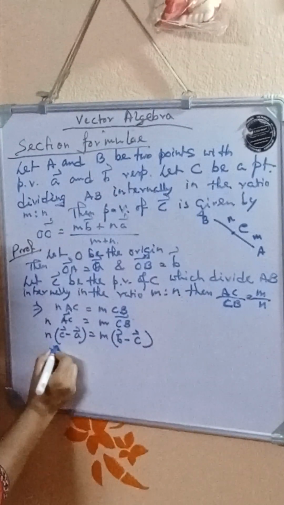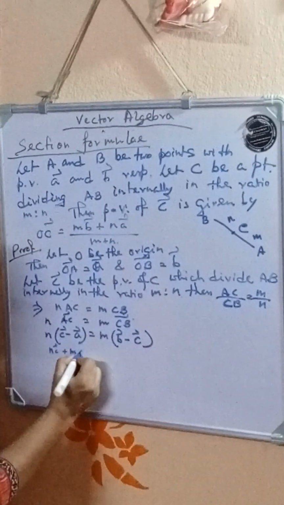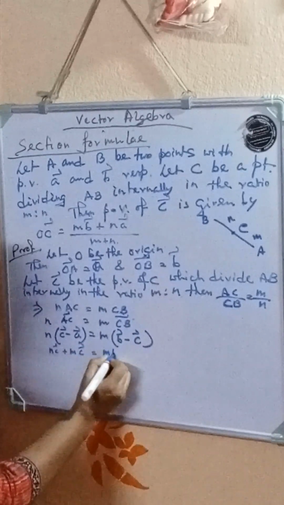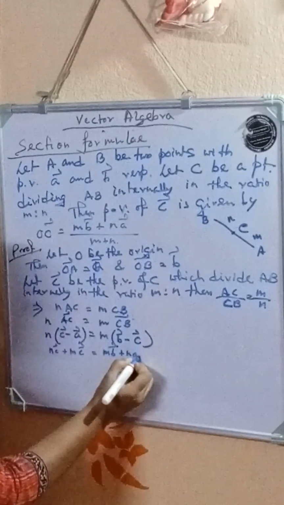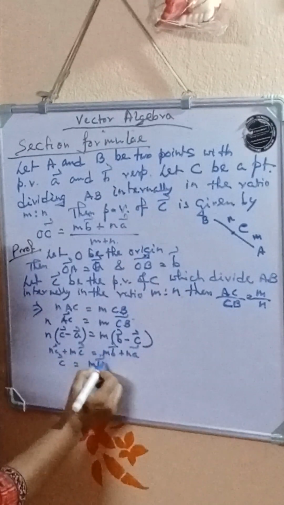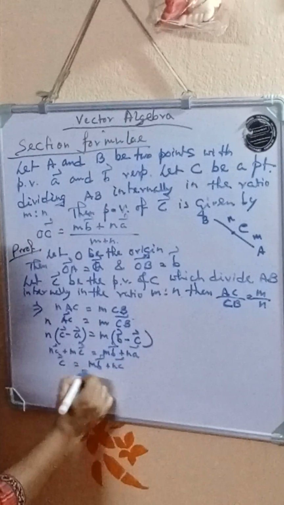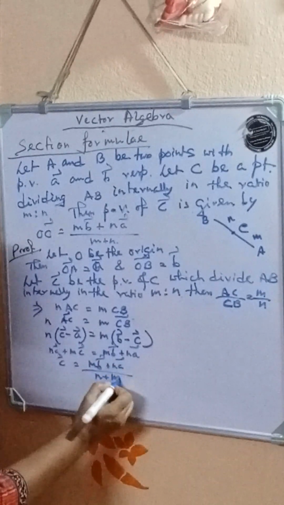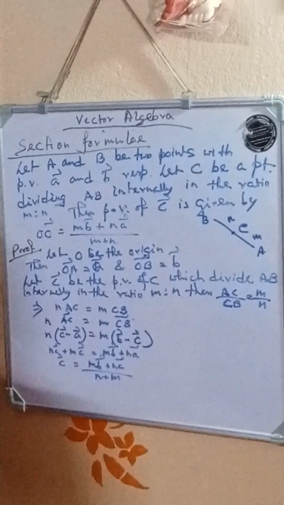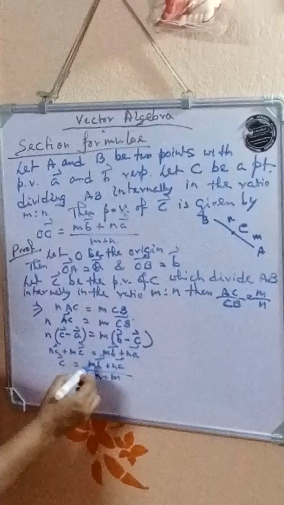Now n C vector plus m C vector equals m B vector plus n A vector. Therefore, C vector equals (m B vector plus n A vector) by (m plus n). Hence, the position vector of the point C is this.